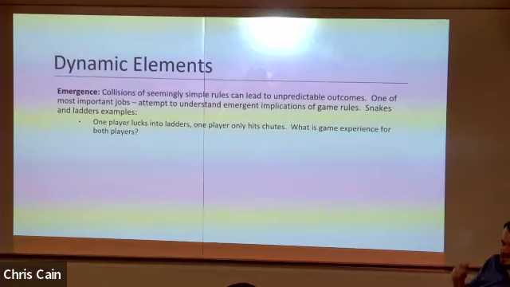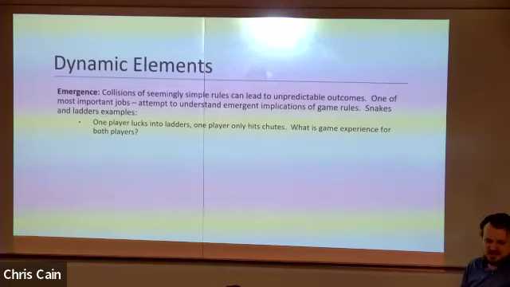If one player lucks into ladders, they're going to feel, wow, this is going really well for me. Maybe they start to feel some remorse for the other player, and I kind of wish I could make this close. Or then the other player says, no matter what I do, there's no agency involved here. I'm always experiencing some negative outcome. So two different players have two different emergent outcomes within the same game.